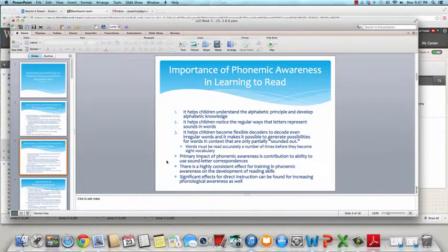So what is the importance of phonemic awareness in learning to read? It contributes to the growth of early reading skills in at least 3 ways. It helps children understand the alphabetic principle and develop alphabetic knowledge. So to know that letters represent sounds, you need to understand that words can be broken down into sounds and make a letter-sound correspondence connection. It helps children notice the regular ways that letters represent sounds in words. So it reinforces knowledge of individual sound-letter correspondence, and it helps in forming mental representations of words and involves a close amalgamation of their written and spoken forms.